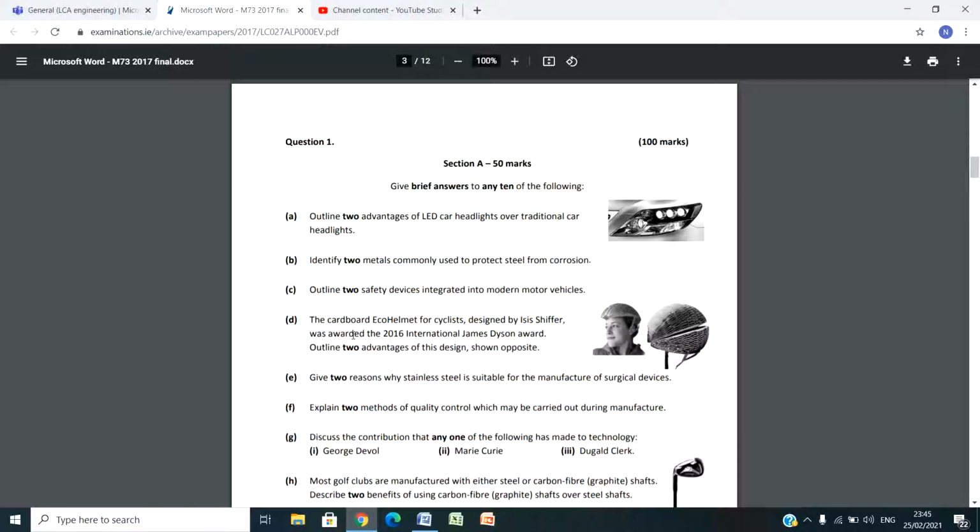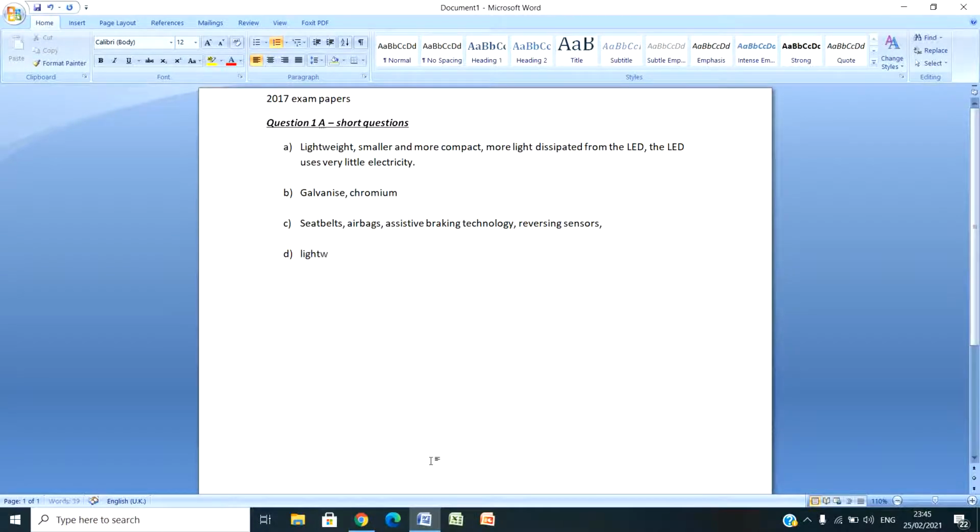Part D. The cardboard eco helmet for cyclists, designed by Isis Schiffer, was awarded the 2016 International James Dyson Award. Outline two advantages of this design shown opposite. If you don't think it's great, just try to come up with some reasoning behind your answer. The very first thing is it's made out of cardboard, so one advantage would be it's lightweight.